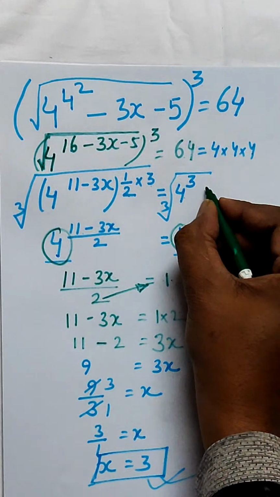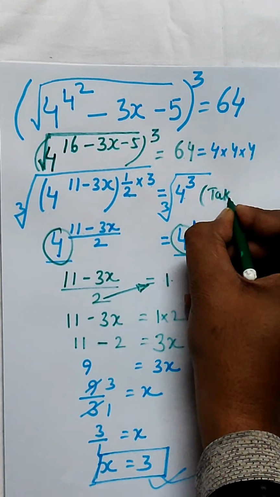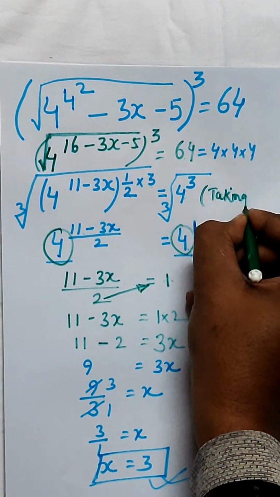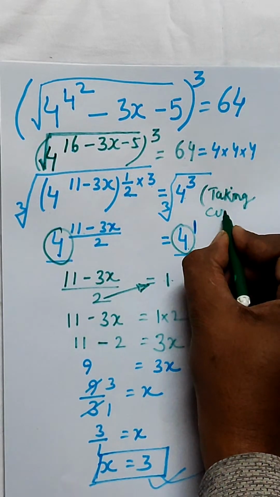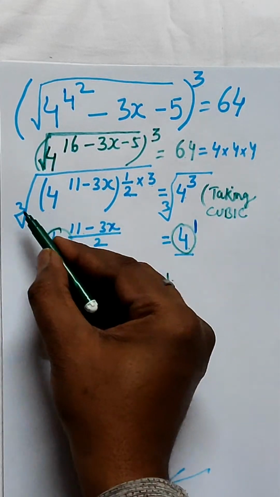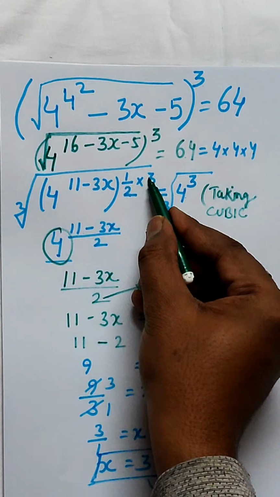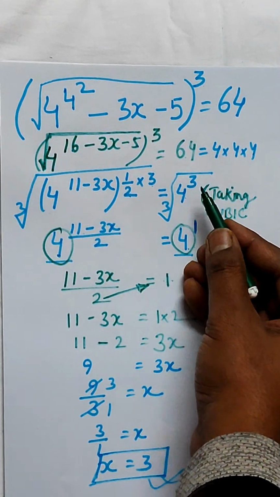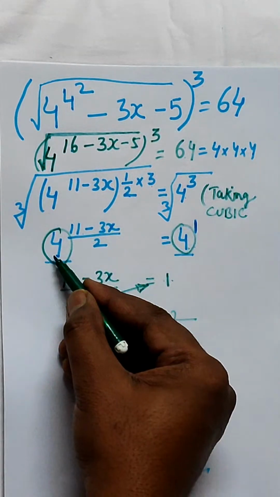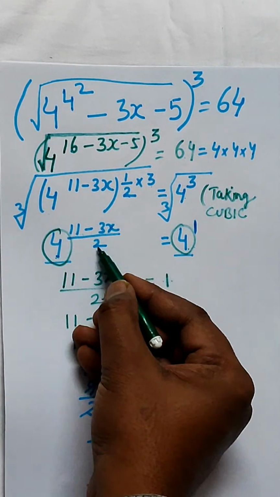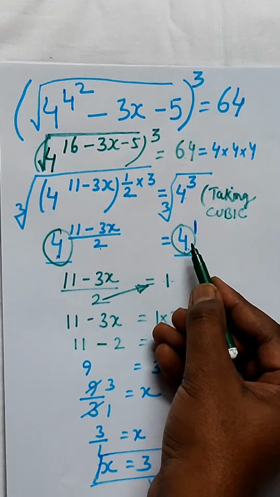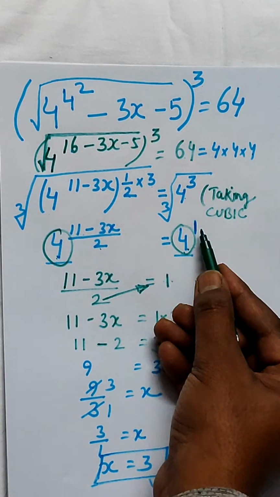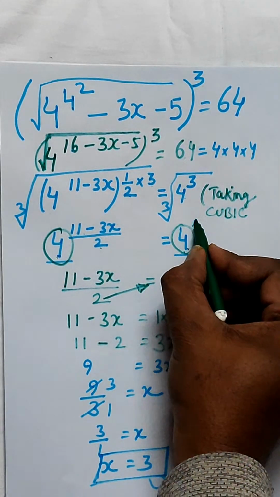So I will mention it over here. Taking cubic roots. Cubic roots means this one will be multiplied by 1 by 3 into the LHS exponent and 1 by 3 into the RHS exponent. So we are left with 4 to the power (11 minus 3x) by 2 equal to 4. And if 4 is having nothing in the exponent, we can say 1 is there here.